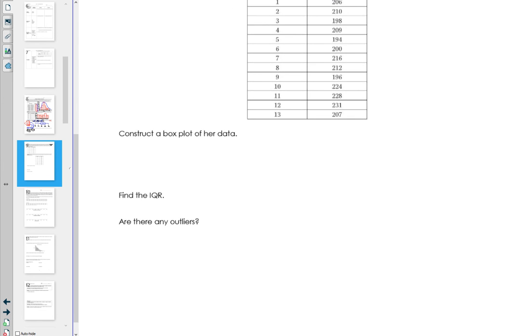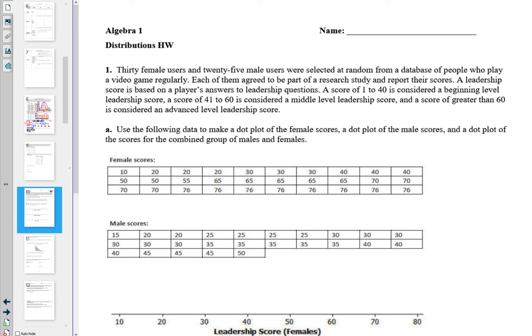Another box plot. All right, so then let's just keep on moving. Just put a little star by that page, and if we have time at the end, we can come back to it.